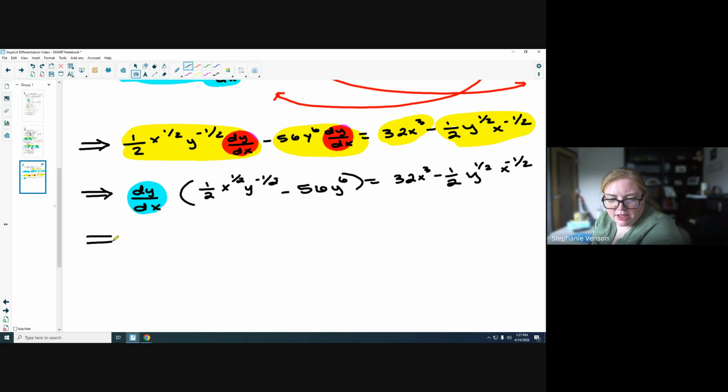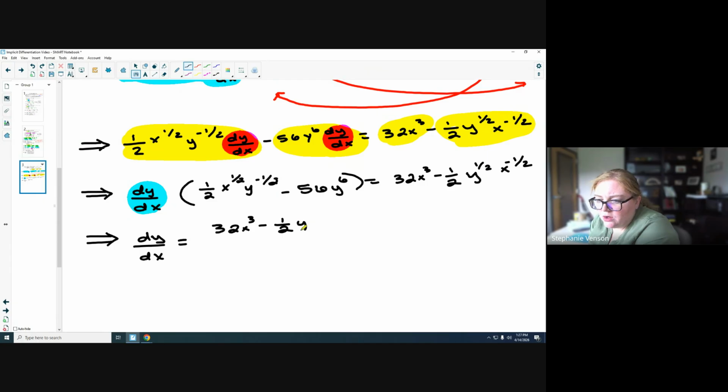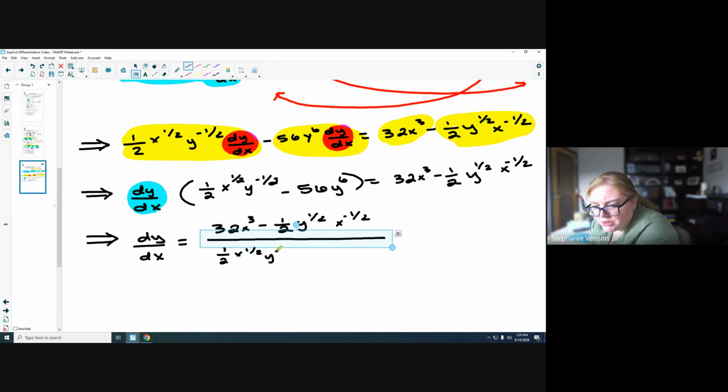Okay, and so we get dy dx is equal to 32x cubed minus 1/2 y to the 1/2 x to the negative 1/2 over 1/2 x to the 1/2 y to the negative 1/2 minus 56y to the 6th.